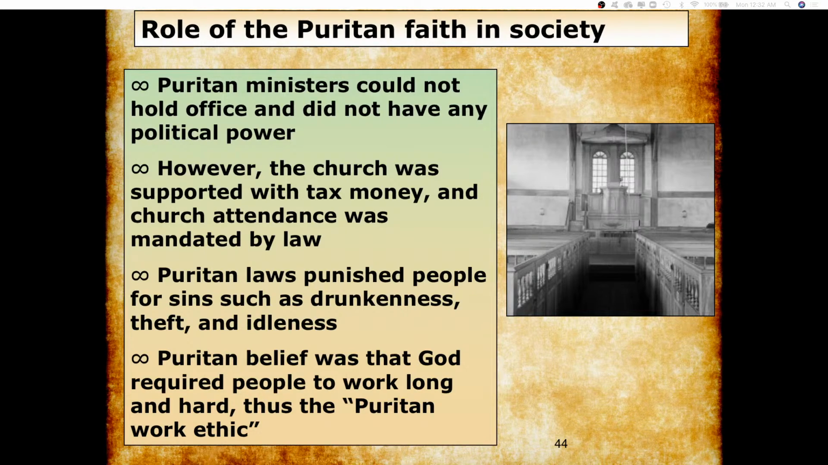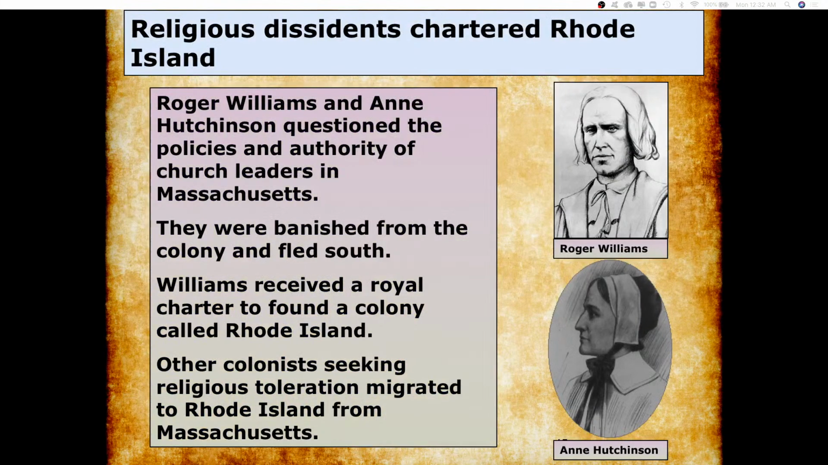So go figure. Now, since they're working so hard to have this model society, when people go against what they have to say, or go against any sort of authority amongst church leaders, or question any policies in Massachusetts Bay, these people are going to get banished. So this is what happens with Roger Williams and Anne Hutchinson.